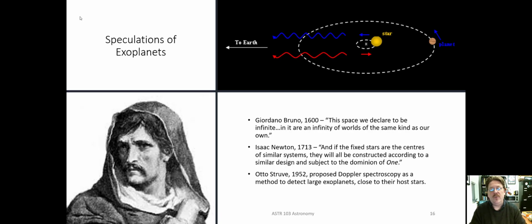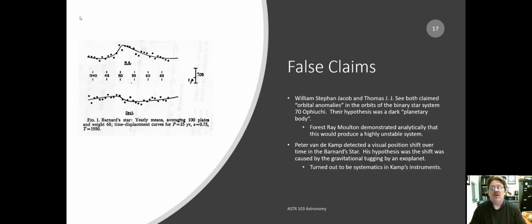But the main takeaway point here is that in 1952, the first method for detecting an exoplanet was postulated. And so now we can move forward and actually create testable hypotheses. But as with all scientific endeavors, you're going to have missteps. You're going to have times when the observations appear to confirm your hypothesis, but in fact, upon closer study, they don't.